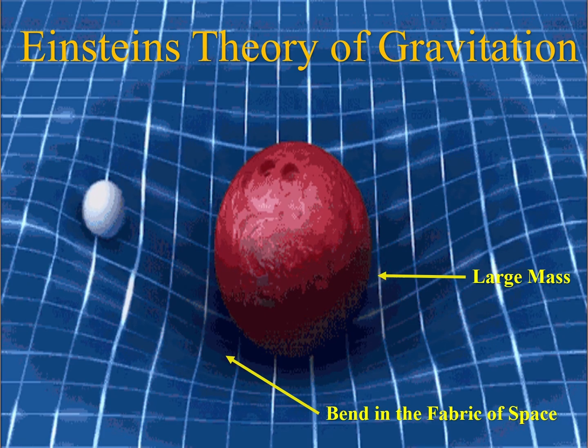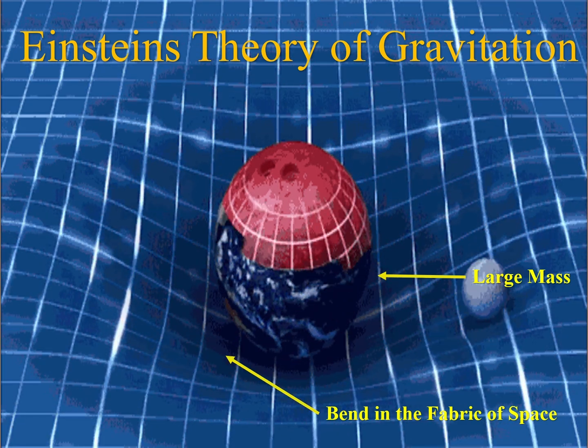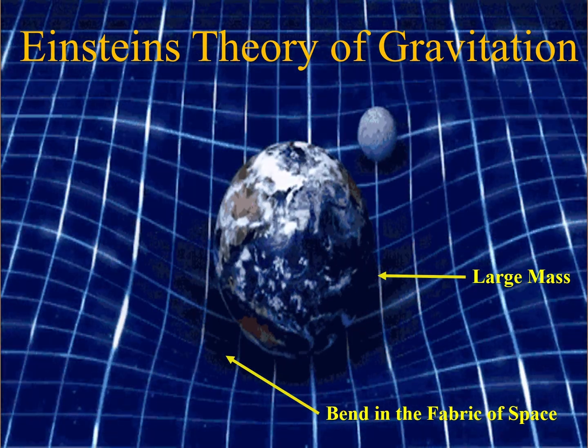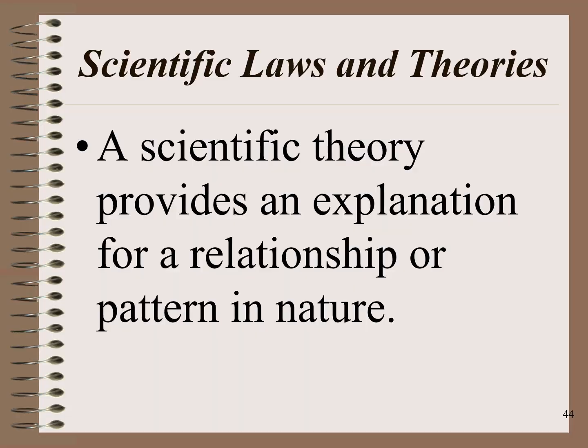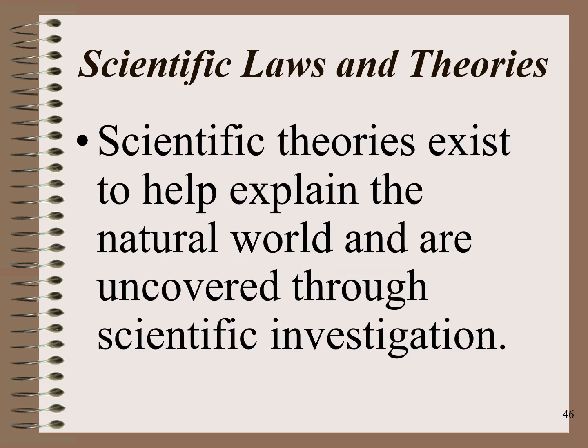It wasn't till later that Einstein explained how gravity worked by proposing his theory of mass bending the fabric of space. A scientific theory provides an explanation for a relationship or pattern in nature. Scientists first observe and identify laws. It is through these observations that they develop or create scientific theories. Scientific theories exist to help explain the natural world and are uncovered through scientific investigation.